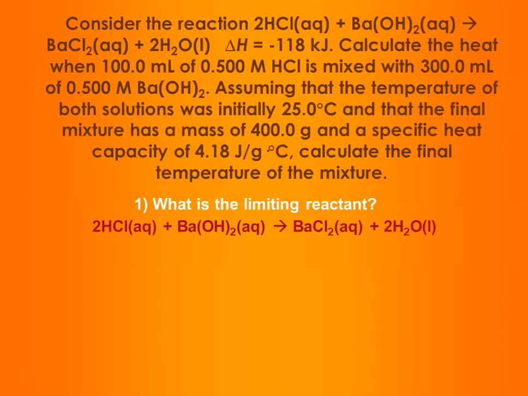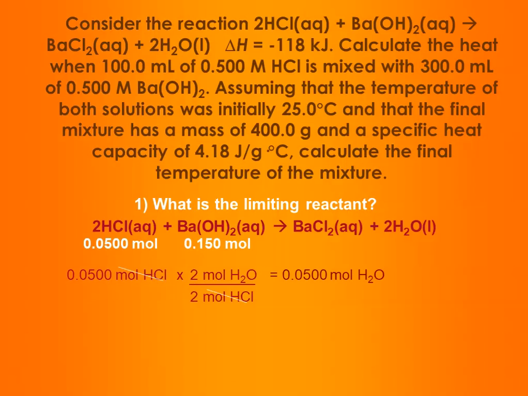So which one is limiting? I'm going to find my moles of HCl, taking the volume in liters and multiplying it by its molarity, 0.0500 moles for HCl. And I'm going to do the same thing for barium hydroxide, 0.150 moles. And it doesn't matter which product I go to, I'm just trying to figure out which reactant is limiting. And so I chose to go to water in this scenario. 2 moles of hydrochloric acid would result in forming 2 moles of water. So I would have 0.05 moles of water that are generated from the 0.05 moles of HCl.